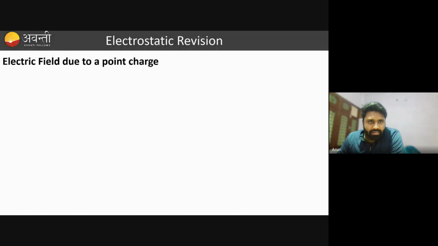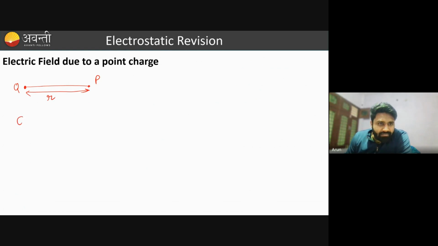Now, electric field due to a point charge. So we know that if there is a point charge, capital Q, the electric field at a point P, at a distance r from this point charge, is given by 1 upon 4 pi epsilon naught Q upon r square. So this is the electric field.